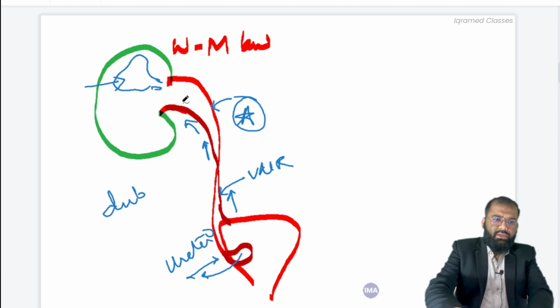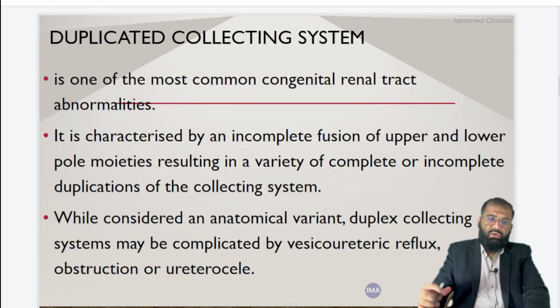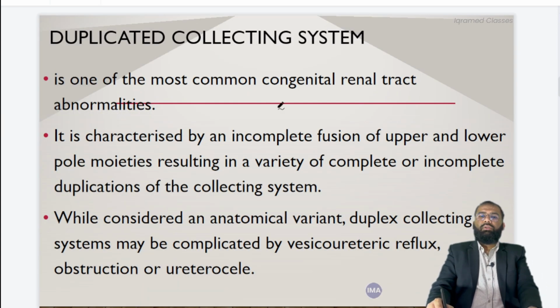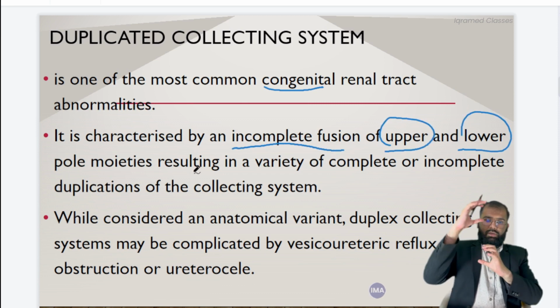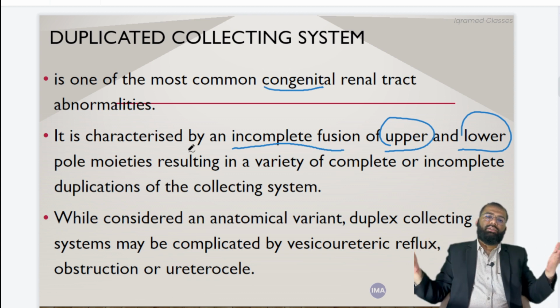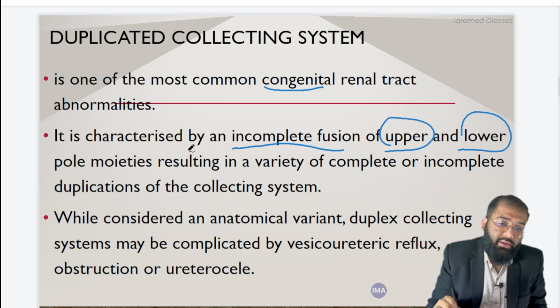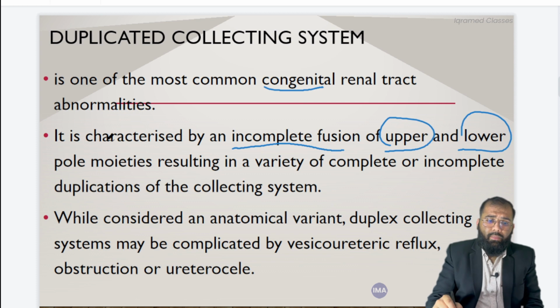Now with this concept in our brain, we will move ahead to the duplicated collecting system. This is one of the most common congenital renal tract anomalies, and it is characterized by incomplete fusion of the upper and lower pole moieties. So the ureter and collecting system remain different as they develop from two different moieties.